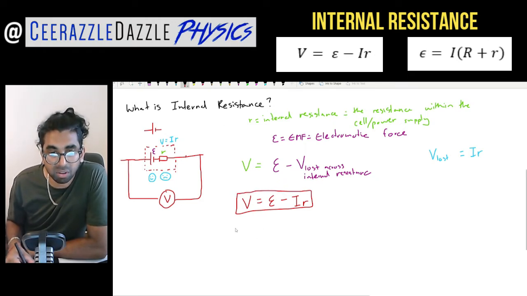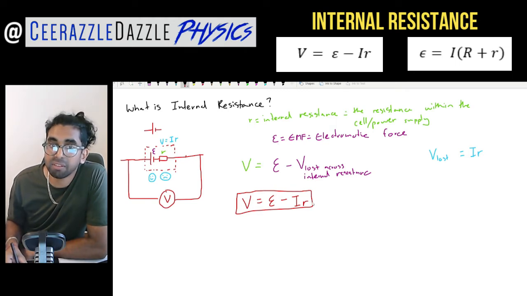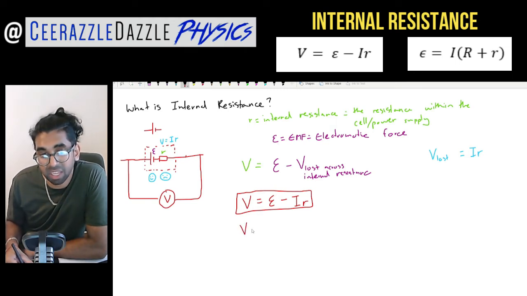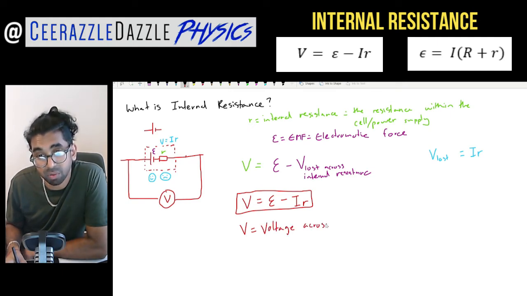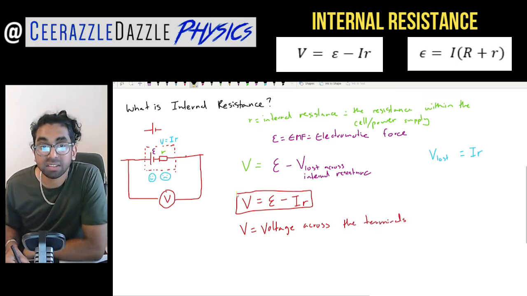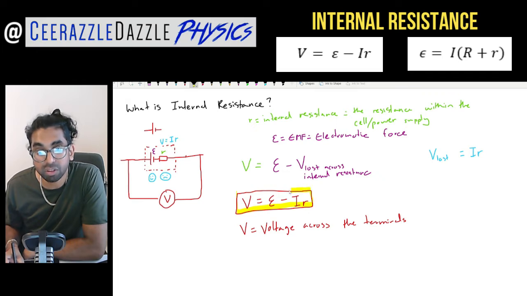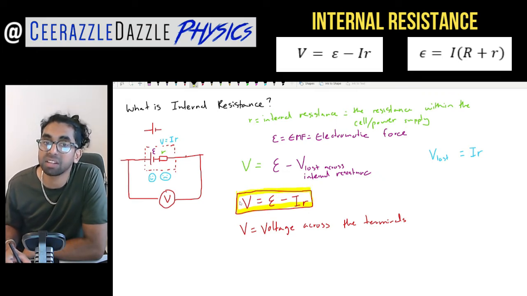So don't forget, E stands for the EMF, I stands for the current, and V will be equal to the voltage across the terminals. Across the terminals over here. Excellent stuff. So now we've got this. The voltage across the terminal is equal to E minus Ir.